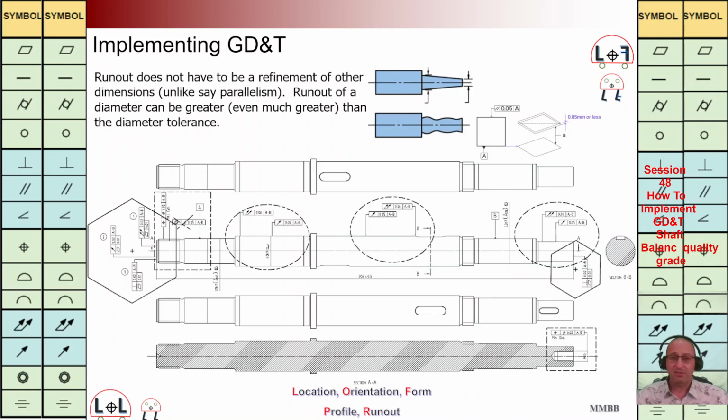Here, in this last page, I would like to highlight whenever we are going to use the run out, the TZ for that run out should not be less than the TZ for the size of that part of the component. It is the advantage of using run out in comparison with, for example, parallelism or perpendicularity.